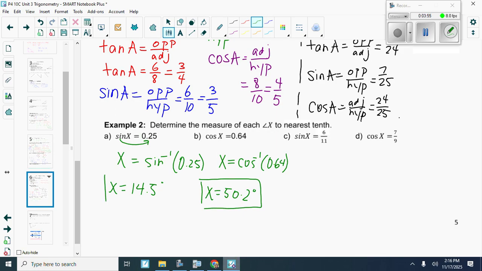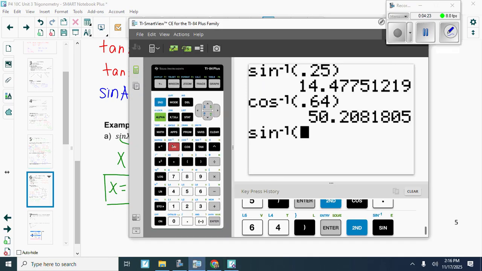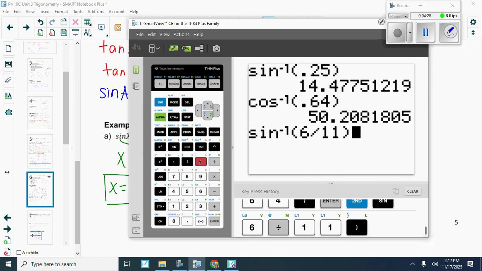Nothing changes if they give us a fraction versus a decimal. We're going to do the exact same thing. We're going to isolate for x. When sine goes to the other side, it has to be the inverse sine of 6 divided by 11. So inverse sine, 6 divided by 11, close your bracket. 33, and here we're looking at the tenths. The neighbor is 5 or more, so we're going to round up, so 33.1.